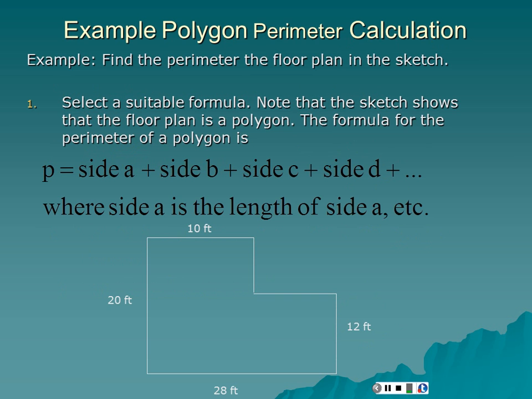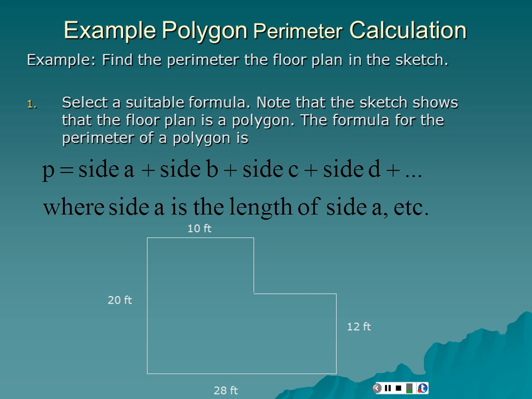Now how about some shapes like this? So far we have discussed rectangles, squares, circles, triangles. But look at this shape here. This doesn't belong to any of those. But how to calculate this shape? How to calculate the perimeter of this shape?